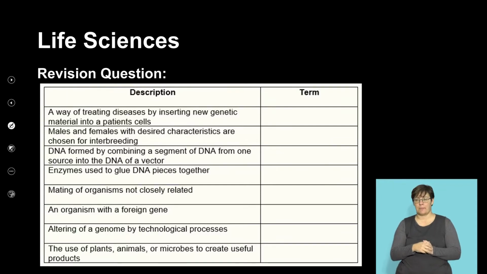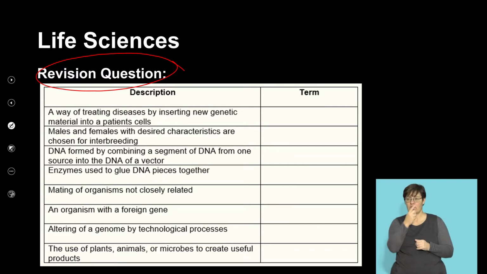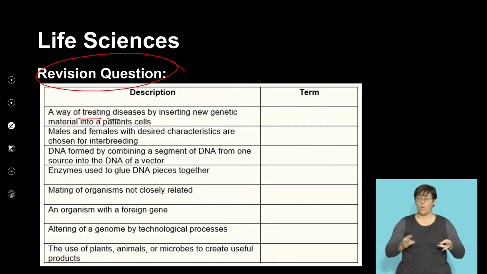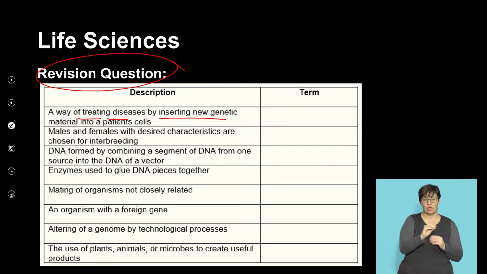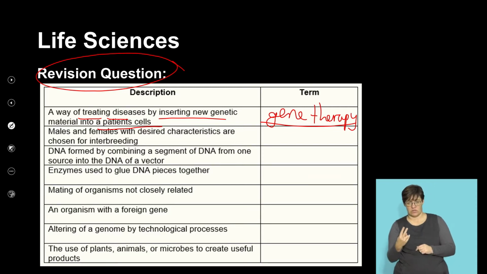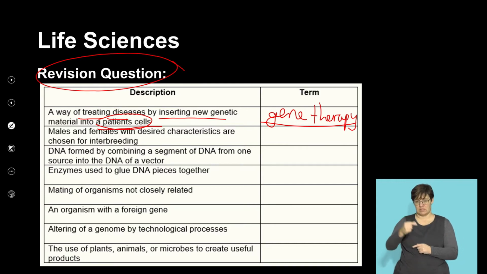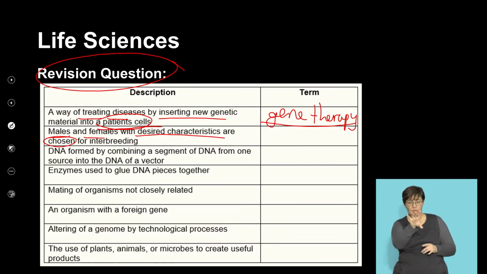So as we have done these terms, let's practice this with a set of descriptions and establish these terms. The first description is a way of treating a disease by inserting new genetic material into a patient's cell. And that process is called gene therapy. So when we use individuals' genetic makeup and transfer that into an individual to treat a patient, we call that a therapy using genes. The next description, males and females with desired characteristics are chosen for interbreeding.